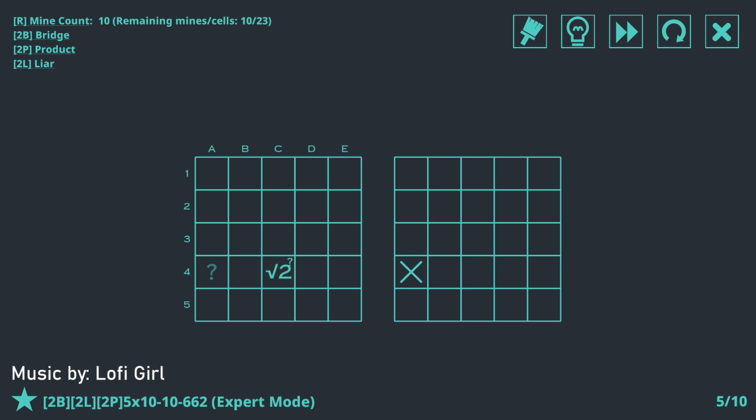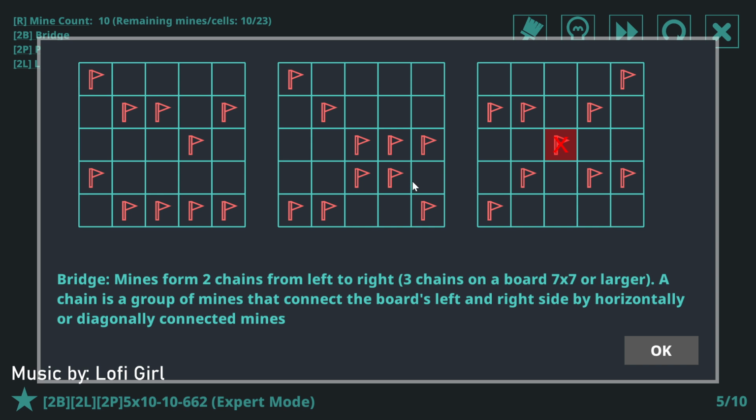Alright, let's go. How does BPL work? Well, let's start with bridge. Bridge refers to the fact that mines must form 2 bridges in 5x5, 3 for 7x7 and larger. But generally what that just means is that you can see here that 2 bridges refer to 2 mines, one on each end of the board horizontally, connected to each other via either diagonal connections or horizontal connections. So no vertical connections are allowed.